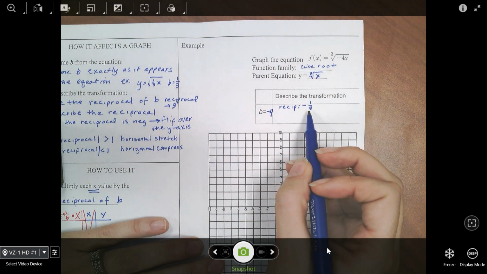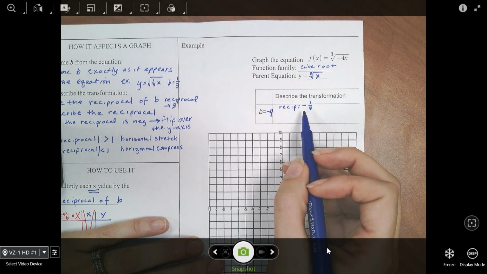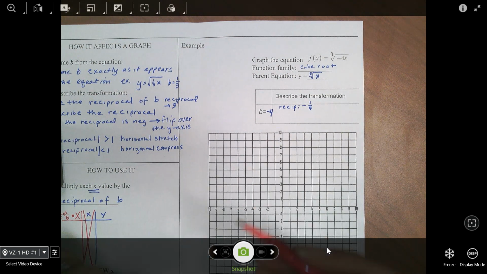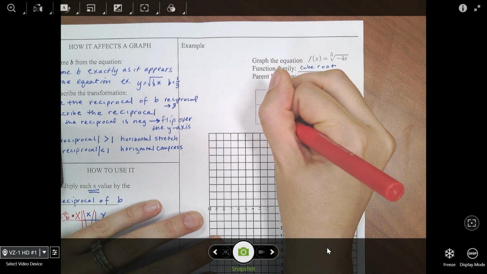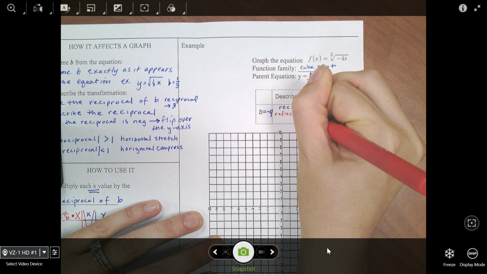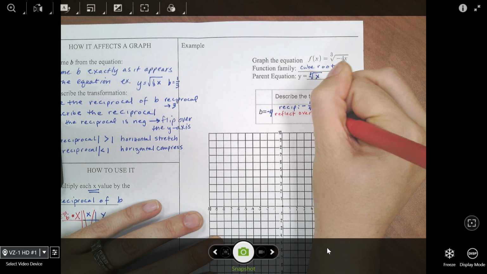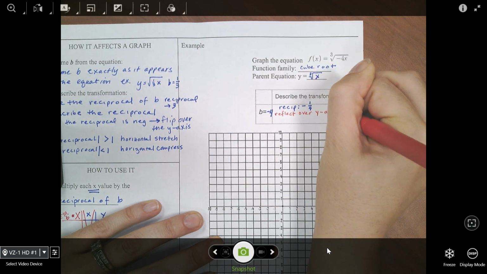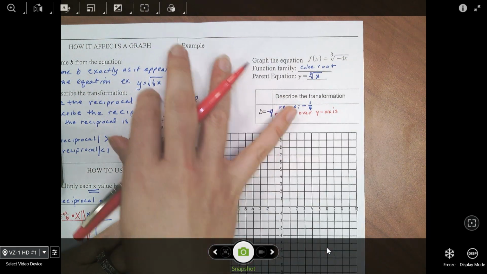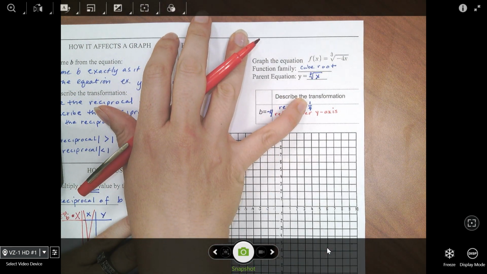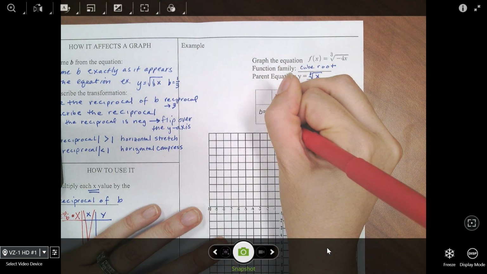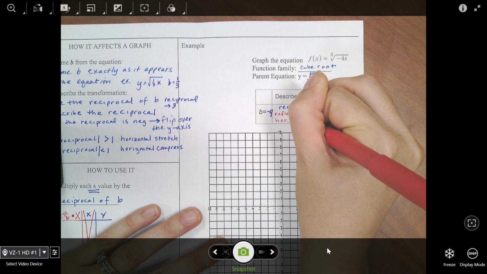So based on my reciprocal, I can now describe the transformation. First of all, it's negative. So I know that's going to be a reflection or a flip over the x-axis. Either word is fine. I'm sorry, y-axis. I misspoke. Reflection over the y-axis. And when I just look at my reciprocal without the sign on it, 1/4, that's between 0 and 1. That's going to be a horizontal compression.